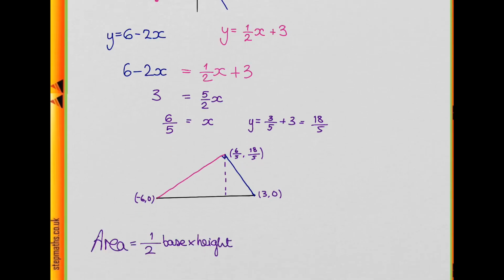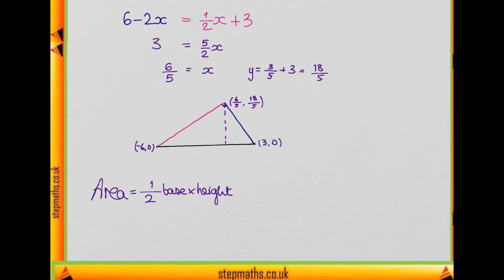And we want to find the area, which is a half base times height. We know the base, it's this length here, the difference between these two points. And the height is just going to be the y value of the top point here, because that's measured perpendicular, which is what we want. So let's substitute those things in. We do a half. The base is minus 6 this way and 3, so 9 altogether, and the height is 18 over 5.